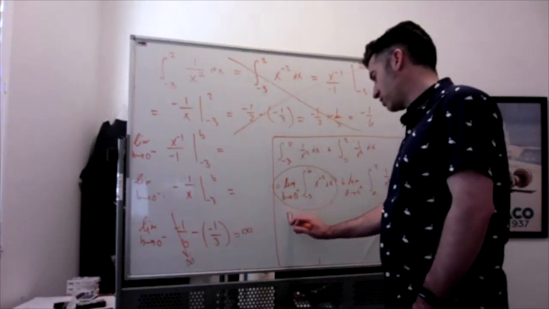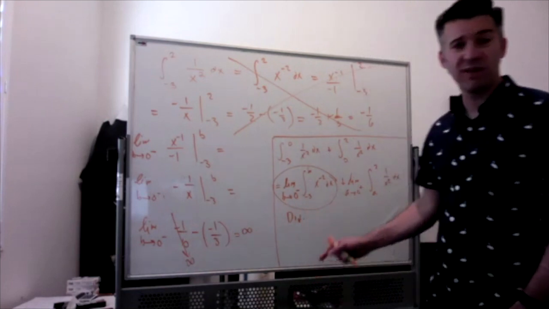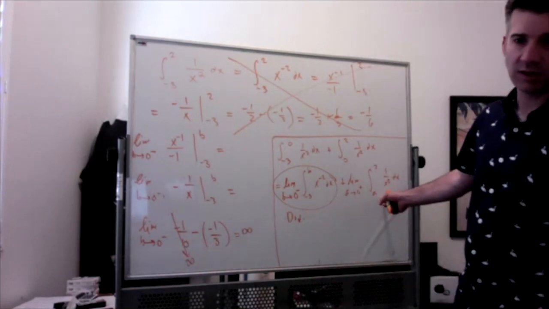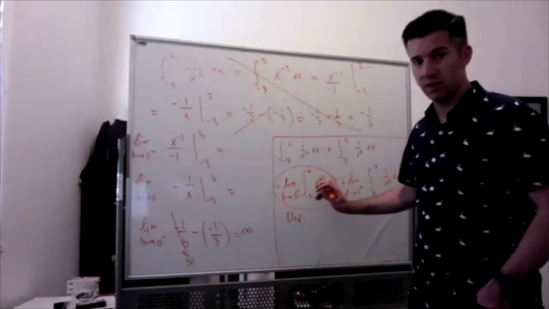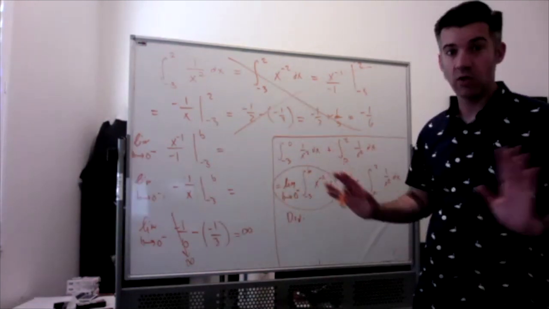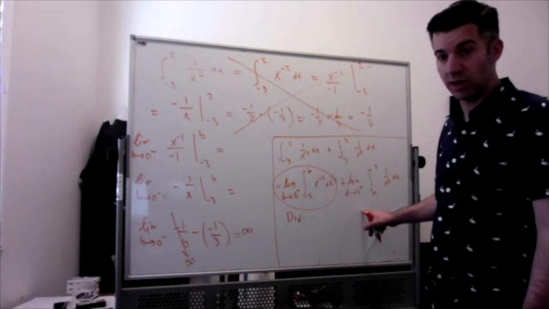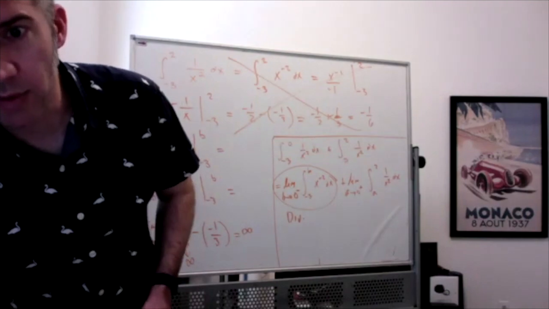So this diverges, which means we don't even care what this does. It also diverges. So the whole thing diverges. But you don't have to know. Once you know this diverges, stop. You've done enough. You don't need to look at that at all. Let's look at some more examples.